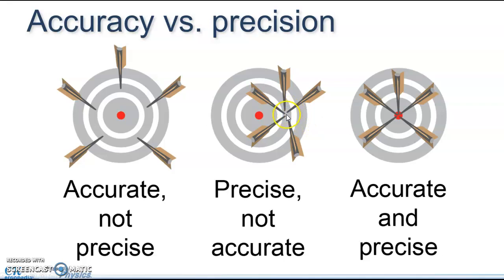However, if you hit the same place every time, at least you were consistent, but you weren't accurate. This could happen if, say, you were using a balance in the lab, and maybe the balance hadn't been zeroed, and you were consistently a gram off of the correct mass. And then the last one here, all of the arrow shots hit the center of the target. So that means that you're not only getting the correct answer, but you're also precise because you're getting the same answer every time.